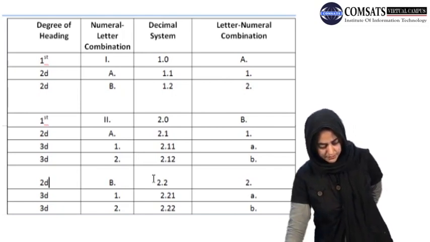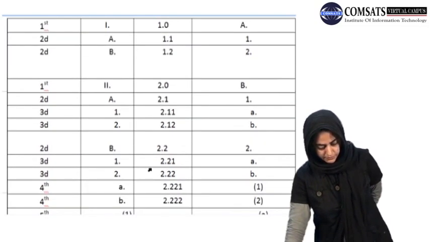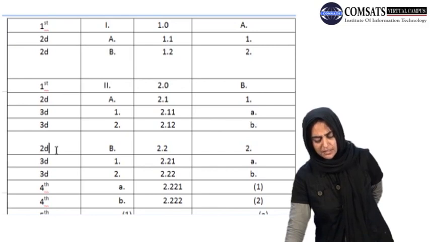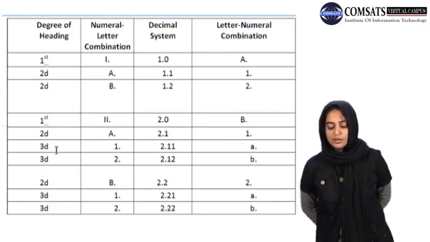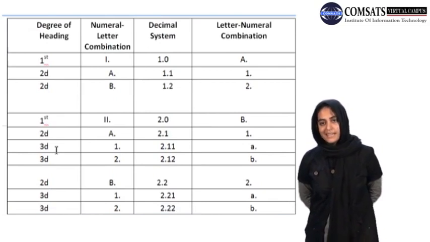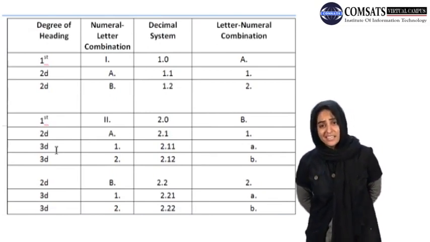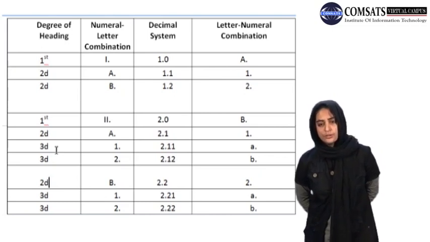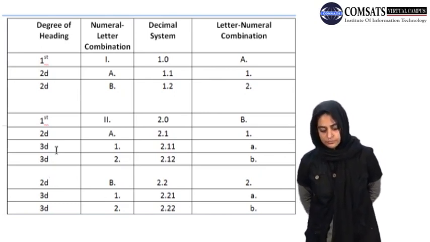Now, dear students, this second degree which is appearing over here, as I told you, as per the rules of the letter numeral combination style of labeling the headings, whenever you label the second degrees, they are labeled by round numbers. So round number 1, 2, 3 and 4.